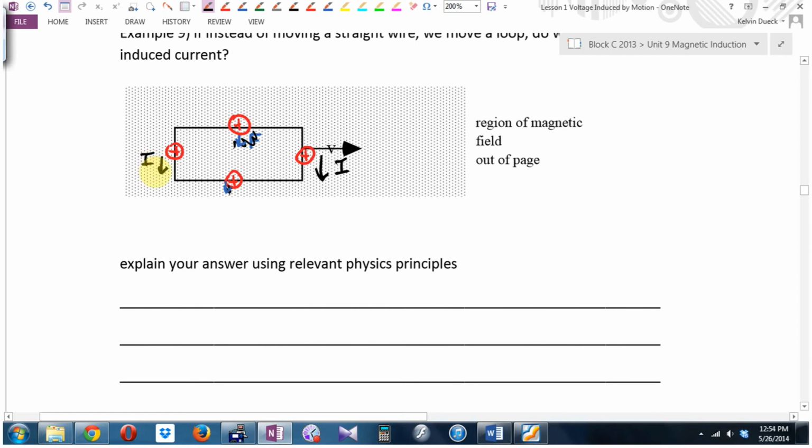Do you see the problem we're going to run into here? I'm going to have current going this way, current going this way. Hey, if I have 1 amp moving to the right and 1 amp moving to the left, what do I really have? Nothing. The induced voltages, the charges are going to get pushed against each other, and they're going to cancel each other out. Okay?